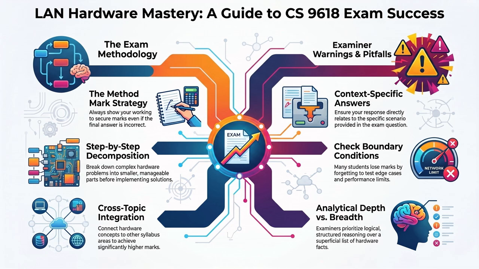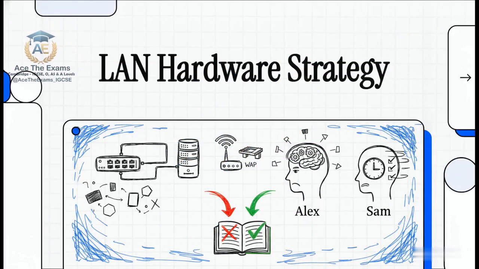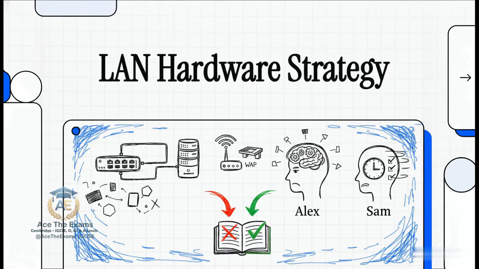Okay, 90 minutes. 90 minutes to glory. That is literally the exact amount of time standing between you right now and the grade you actually deserve. Welcome to the ultimate exam mastery explainer for Cambridge Computer Science. Today, we are targeting an absolute beast of a topic. It's one of the most high-stakes challenges across the entire syllabus.